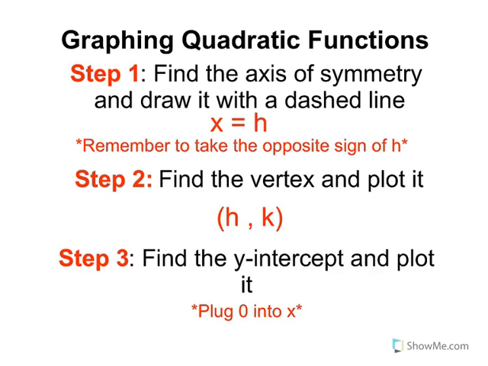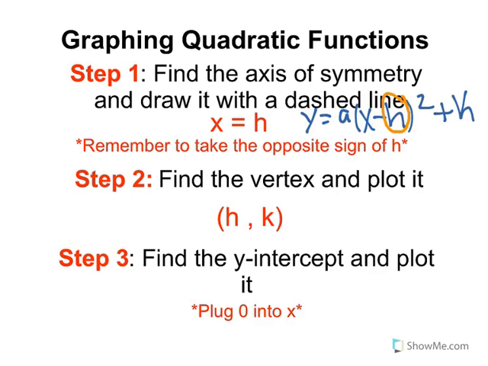Alright, so let's take a look at the steps that we're going to use to graph a quadratic function when it's in vertex form. If you need some extra time to copy these steps down into your notes, just pause the video. The first step is we're going to find the axis of symmetry. If we remember that vertex form is y equals a times (x minus h) squared plus k, we're looking at this h value. We're taking the opposite sign of that h value.